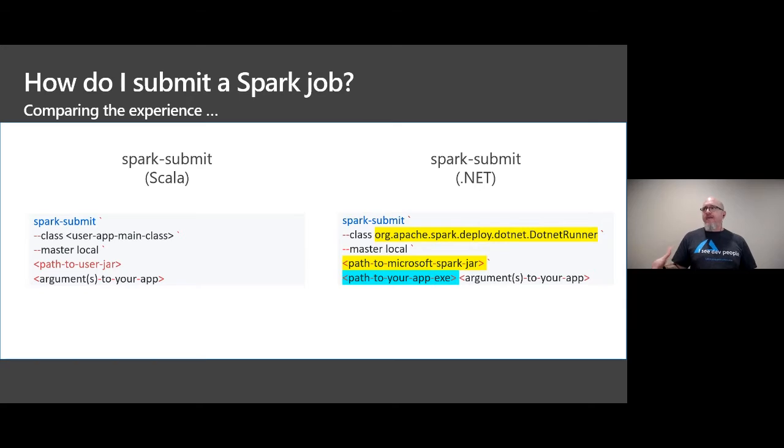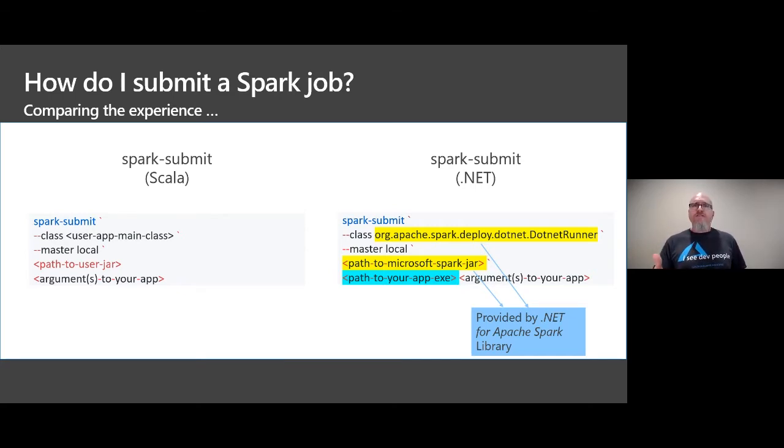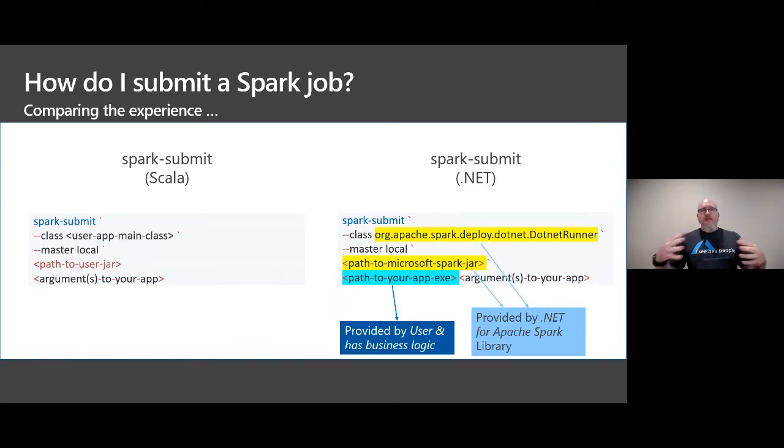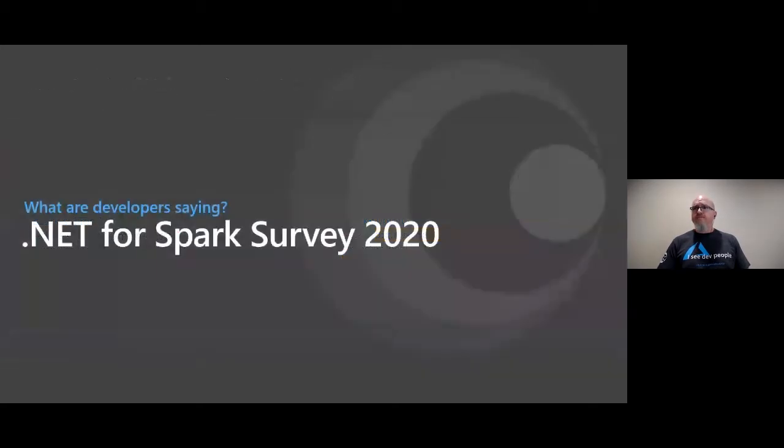If we look at the .NET side, we provide a shim or a class that makes that interface between .NET and Spark. So these are provided by .NET for Apache Spark. We have a specific class and a specific jar file that contains our implementation. As a parameter, you then pass your .NET app. And don't worry, I'll show you what a .NET application looks like. It's a lot simpler and more straightforward than it may sound up front.